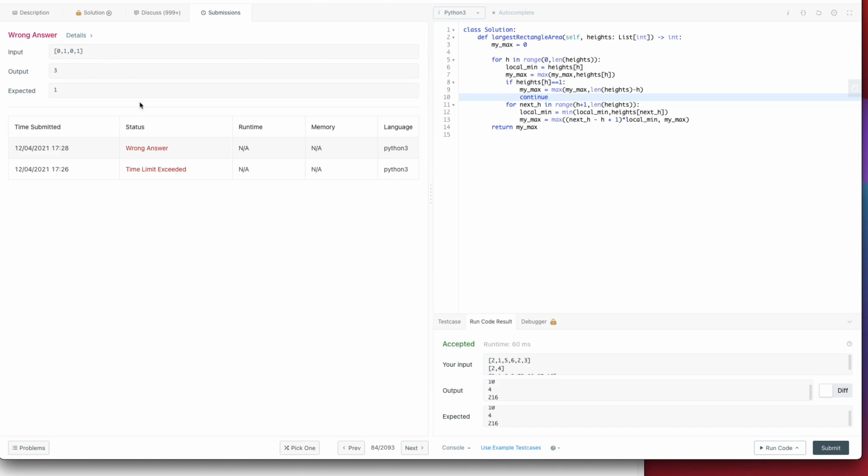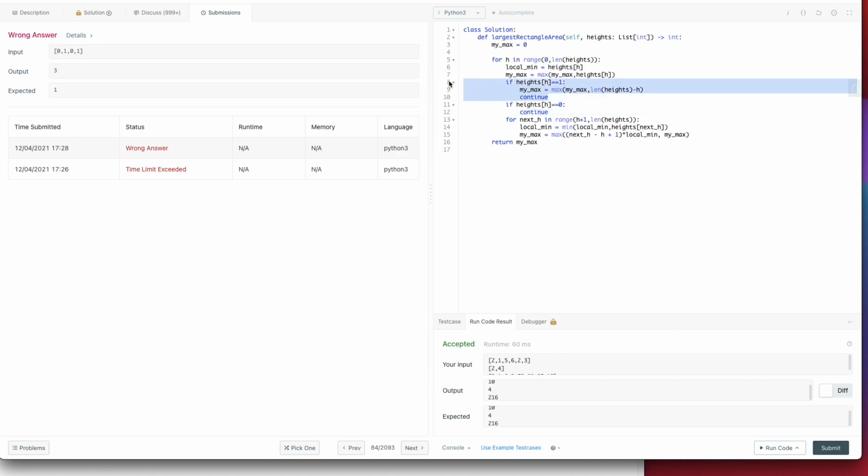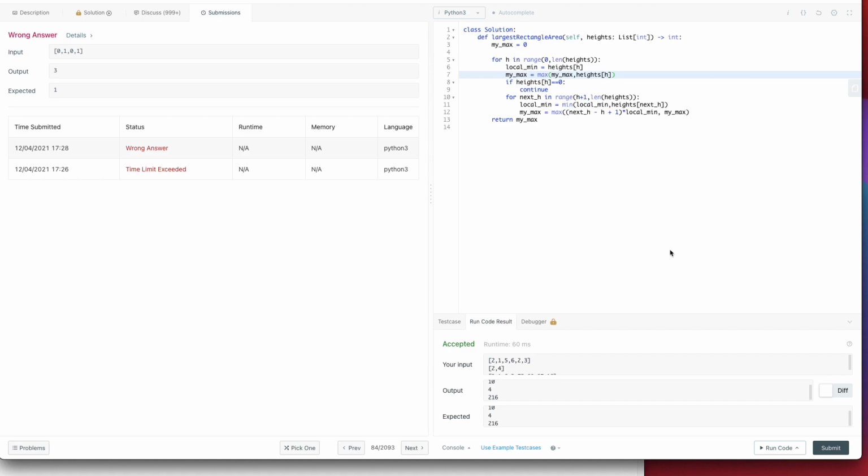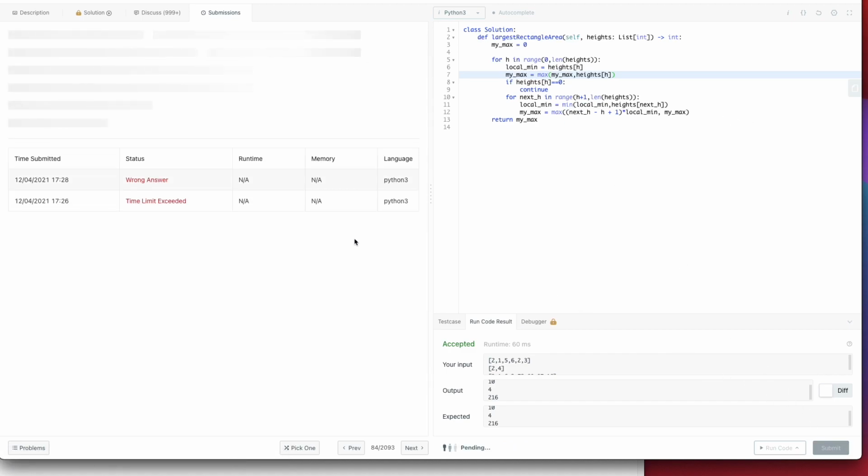Oh, there is 0. Fine. There is 0. So but then this is wrong, because then the 1 won't be able to know how long each interval of 1 is. So I'm going to go with the timeout.